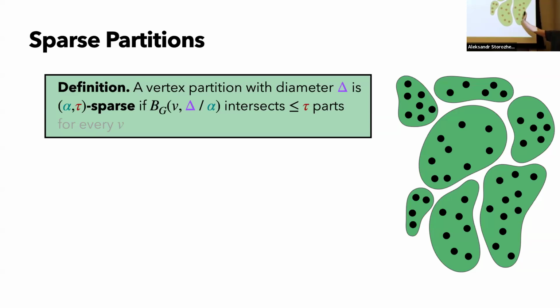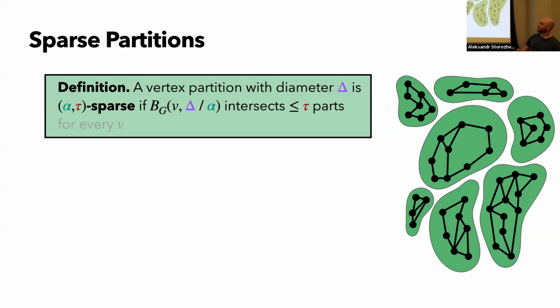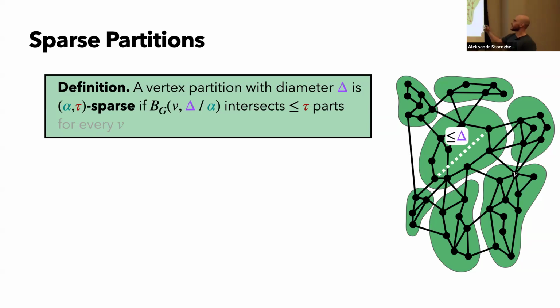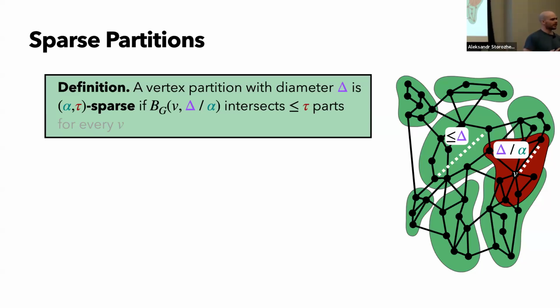Okay, so the picture over here is that this partition is sparse if, first of all, it has strong diameter. So the distance between any two vertices within one part is small. And furthermore, if you think about the entire graph and any vertex, then if you draw a ball whose radius is the diameter of these parts, shrunken down by this alpha factor, that ball should not intersect too many parts, namely at most tau, or in this case, 3. So shrunken down balls intersect a small number of parts, where the size of these balls is dictated by the diameter of the partition.